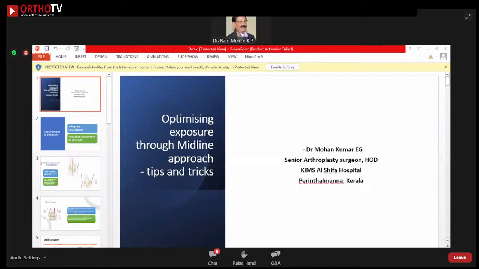You press the enable editing. Enable editing. That yellow line at the top of the screen, right?